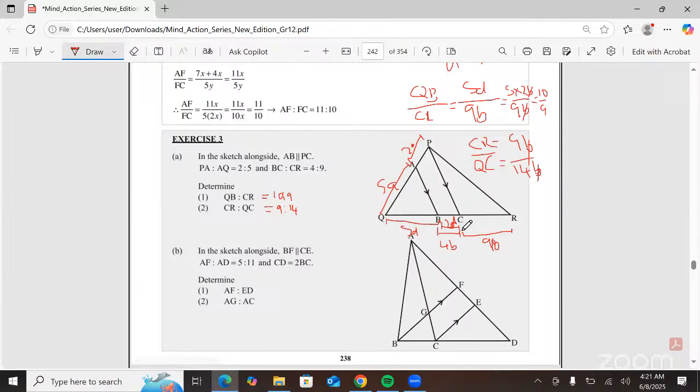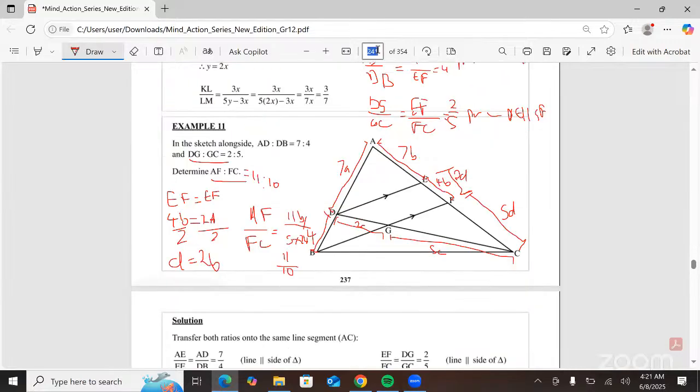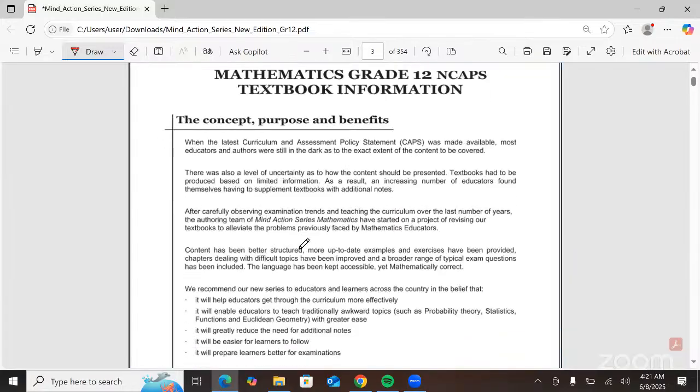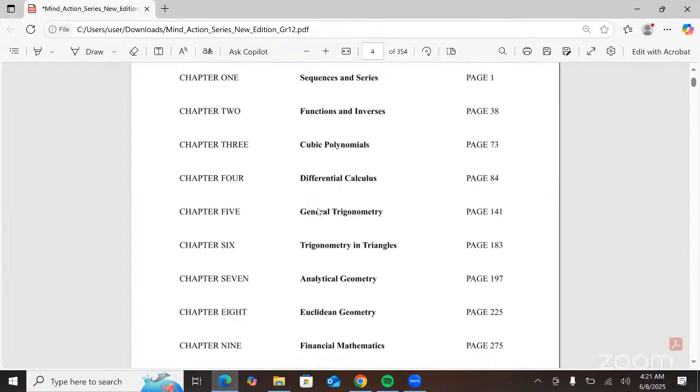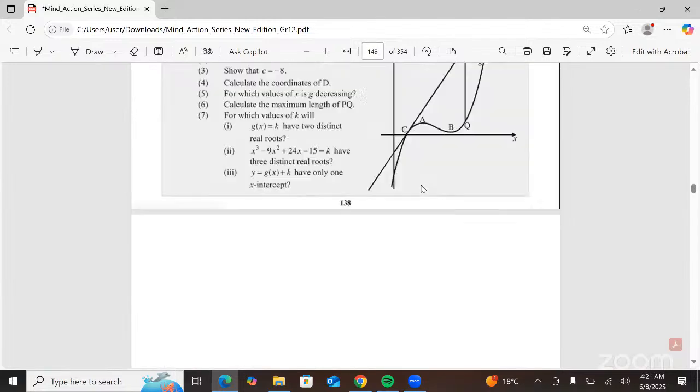Yes, sir. Okay, what is trigonometry? I don't know what it is. This is my content. Trigonometry is on page 141. Then I can just say 141. Okay, but after calculus.